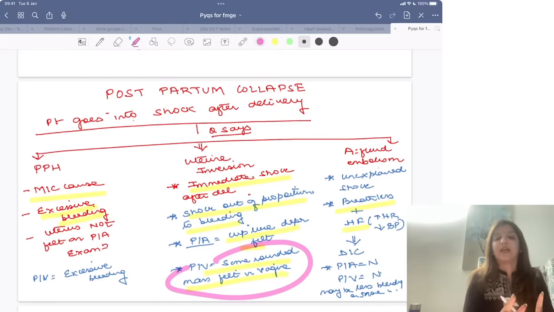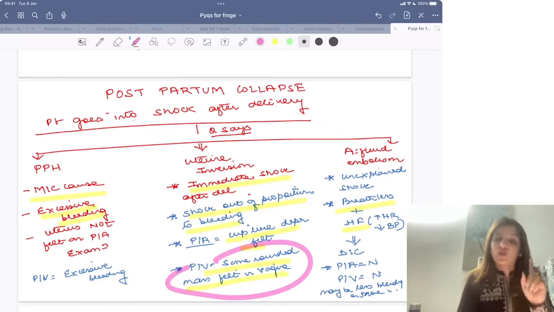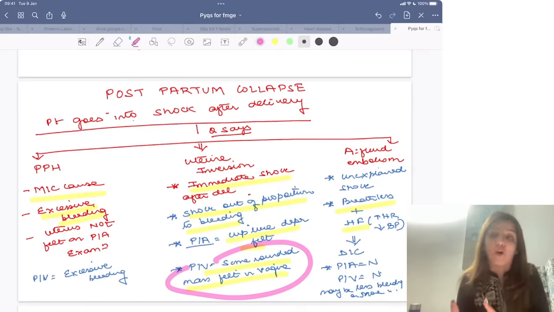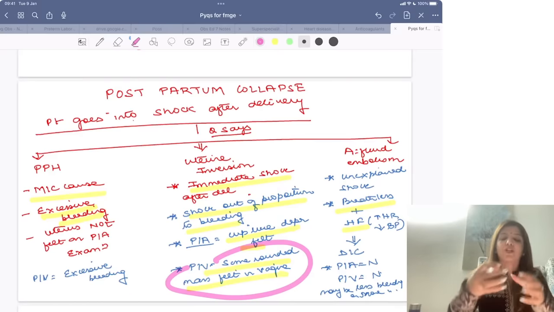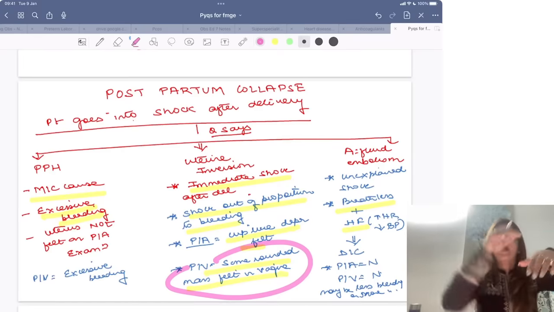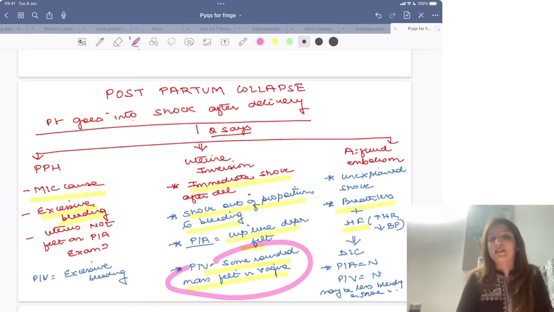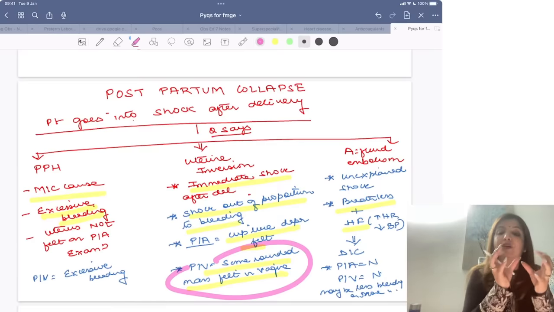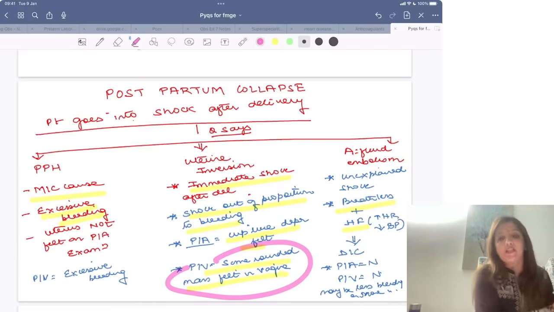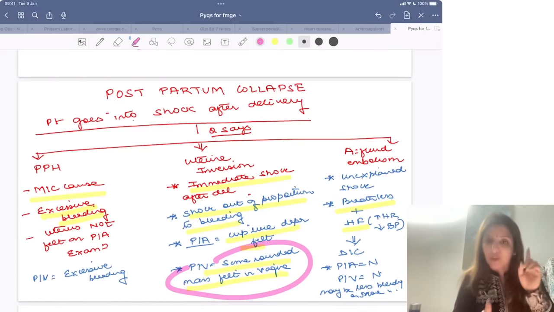Uterine inversion ke case mein kabhi bhi breathlessness nahi milega. Uterine inversion ke case mein per vaginal examination can never be normal. Kyunki uterine inversion ka matlab hai ki uterus ka fundus jo hai wo invert kar gaya hai. And jab uterus ka fundus invert karega, to on per vaginal examination you will get something round felt inside the vagina, and that round mass is nothing but the fundus of the uterus, right?